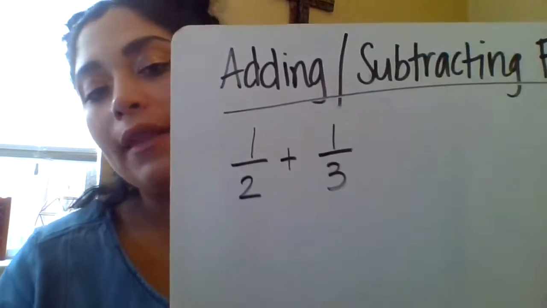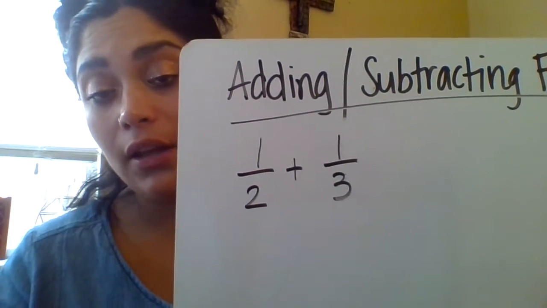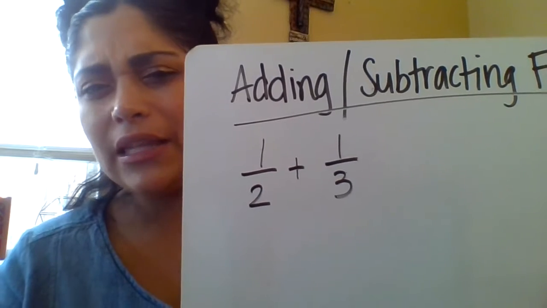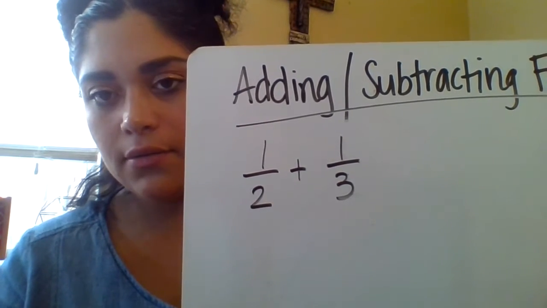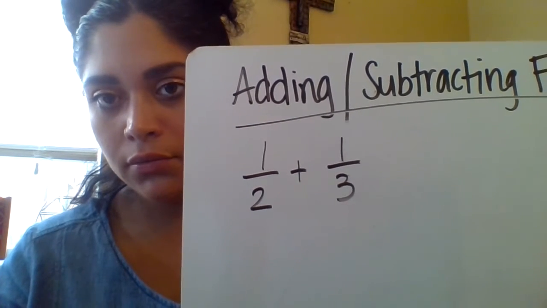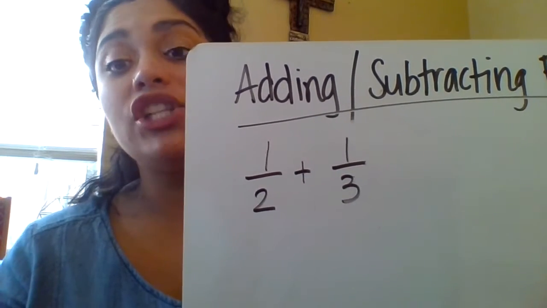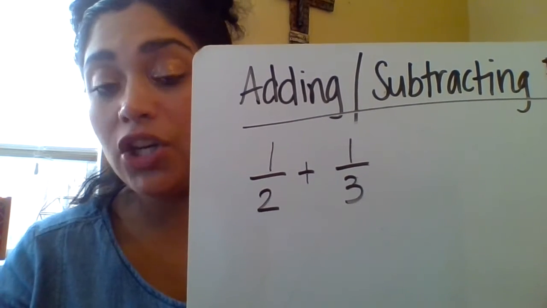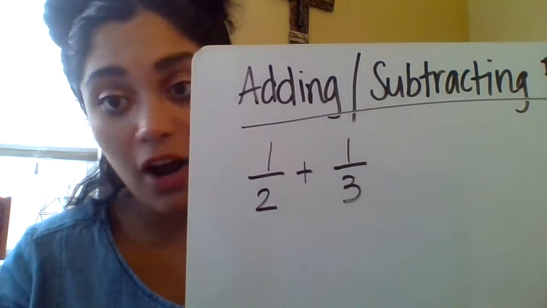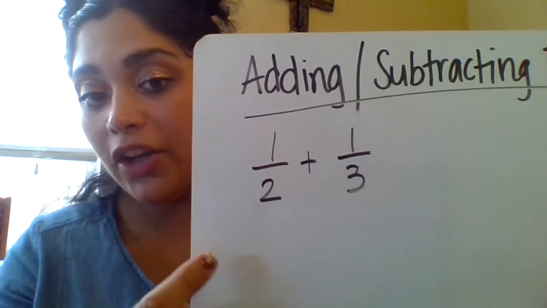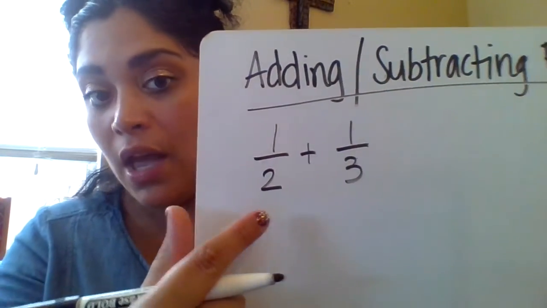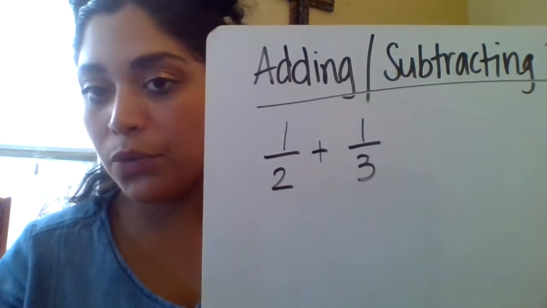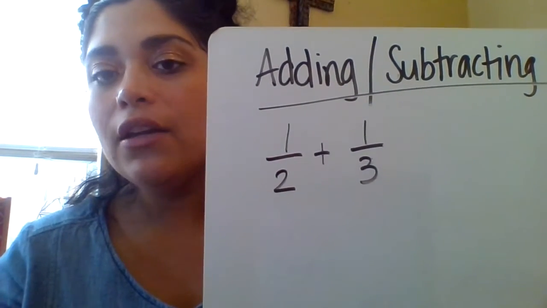So in order to add these fractions, we have to look at the rules. Are these like or unlike fractions? And how do we know? They are actually unlike fractions because the denominators are different. They are not alike. The denominator in 1/2 is 2, and the denominator in 1/3 is 3. So how do we solve this problem?